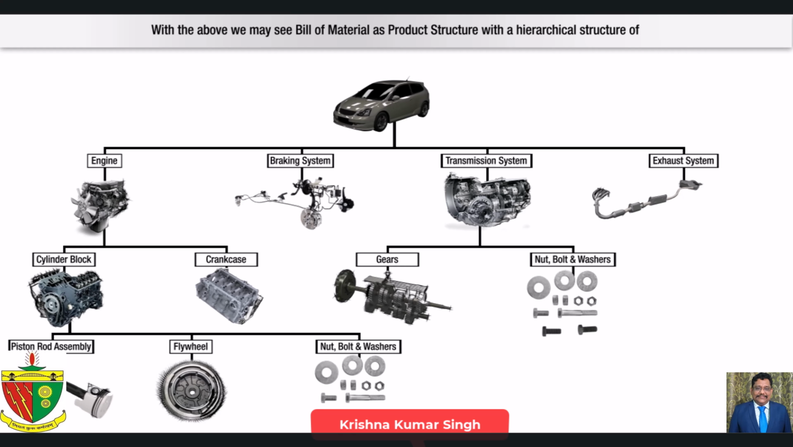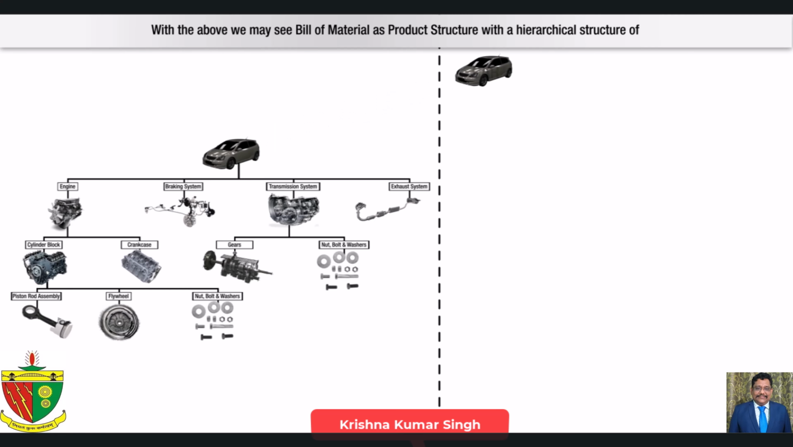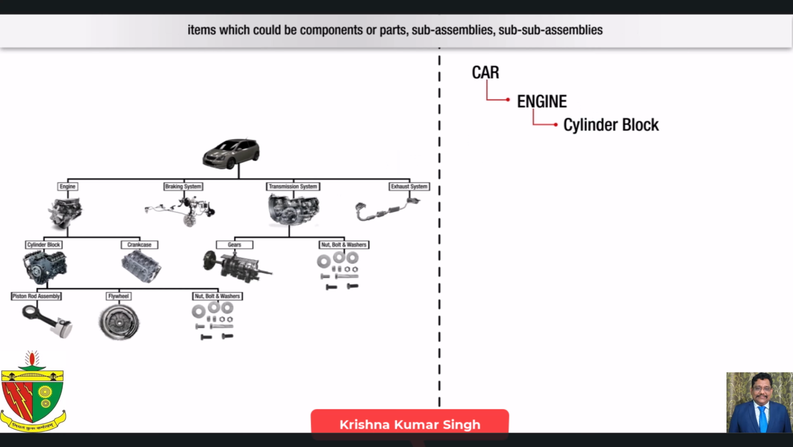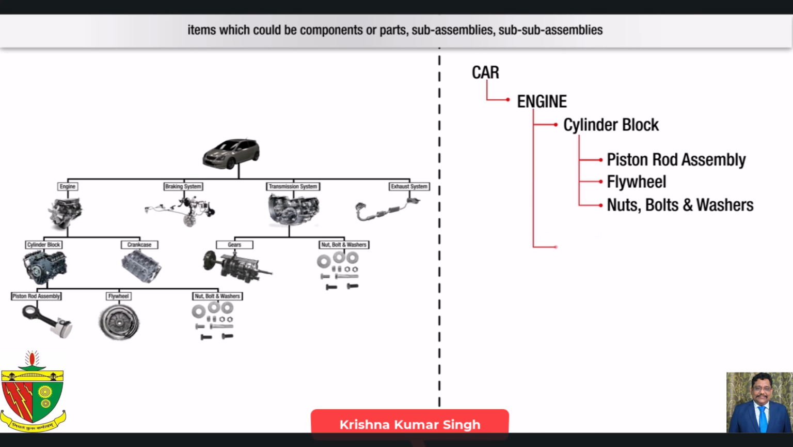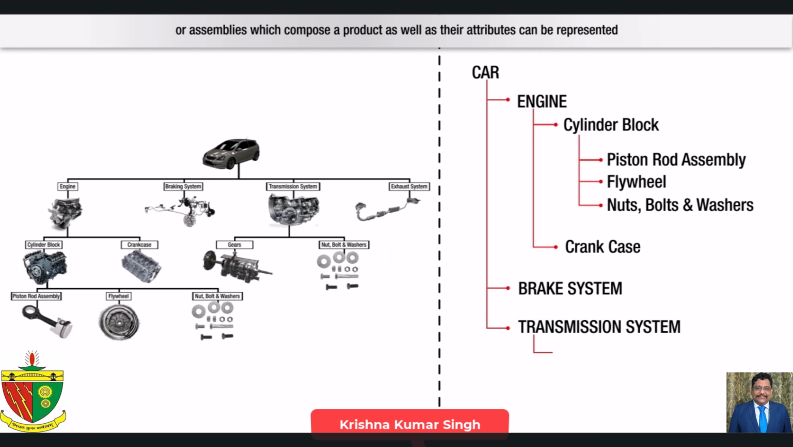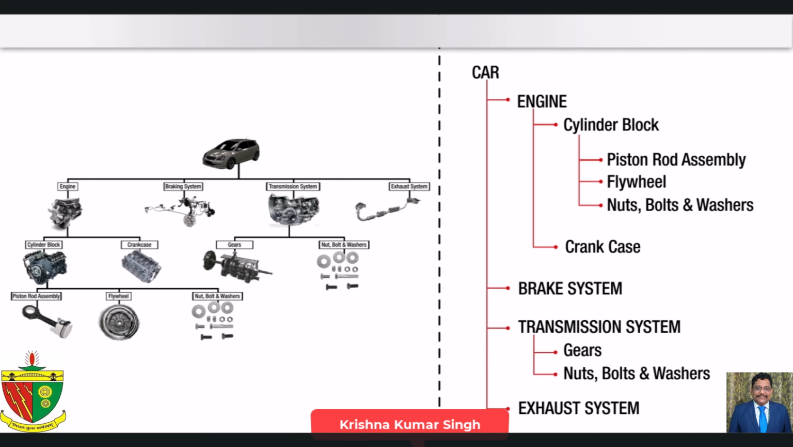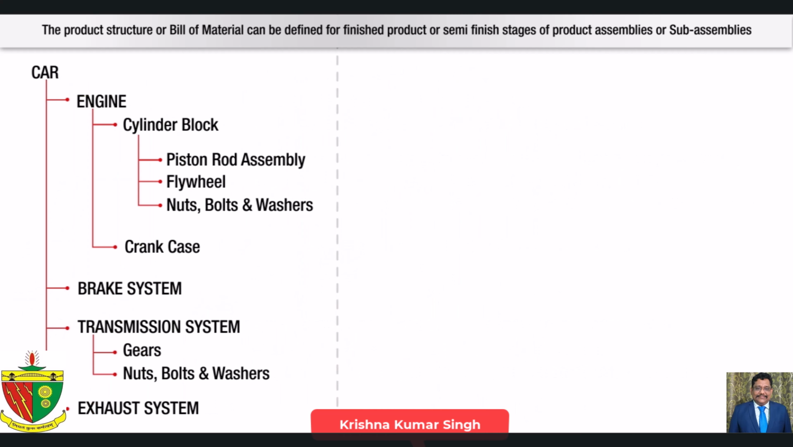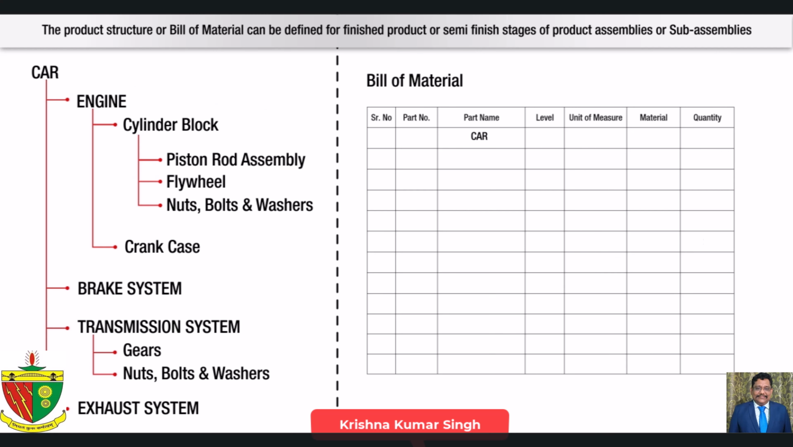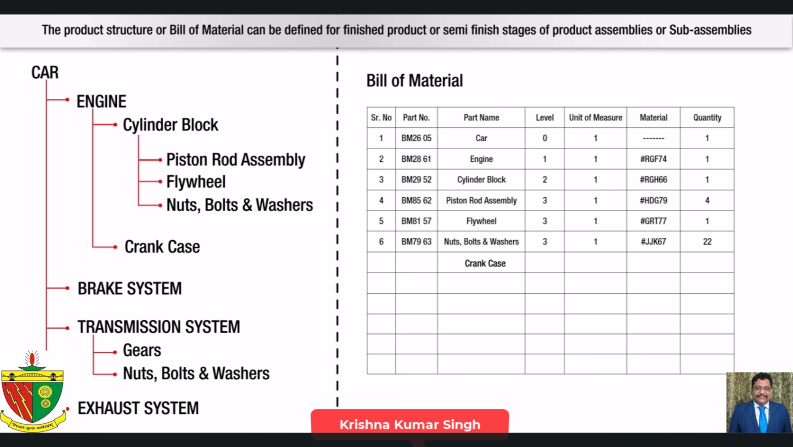With the above, we may see bill of material as product structure with a hierarchical structure of items which could be components or parts, subassemblies, sub-subassemblies, or assemblies which compose a product as well as their attributes can be represented. The product structure or bill of material can be defined for finished product or semi-finished stages of product assemblies or sub-assemblies.